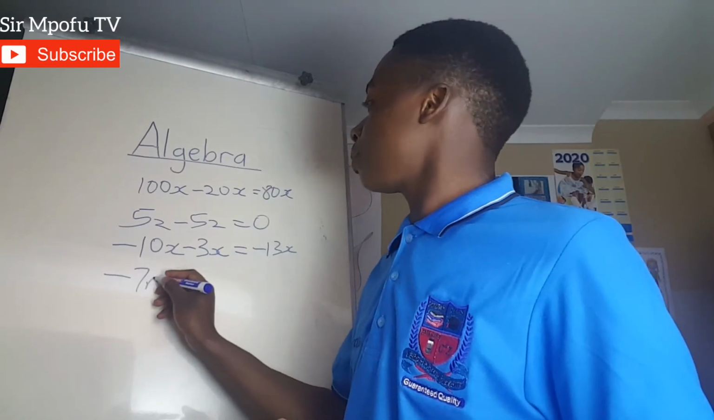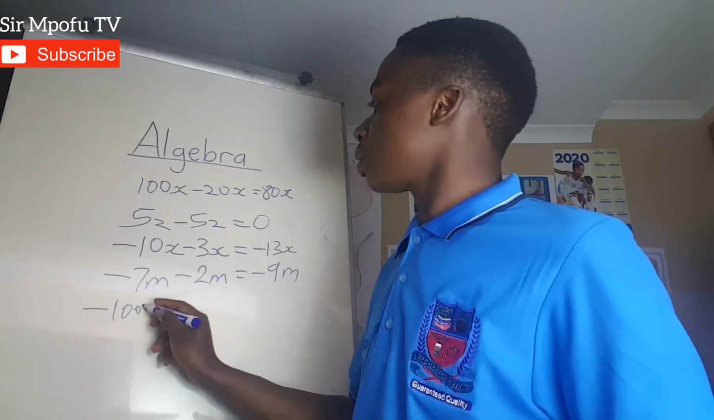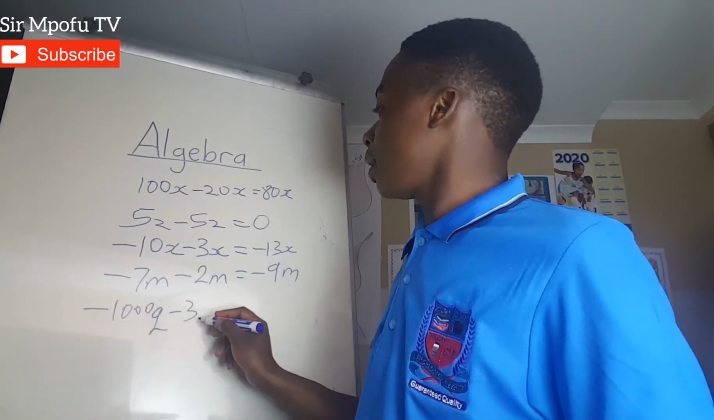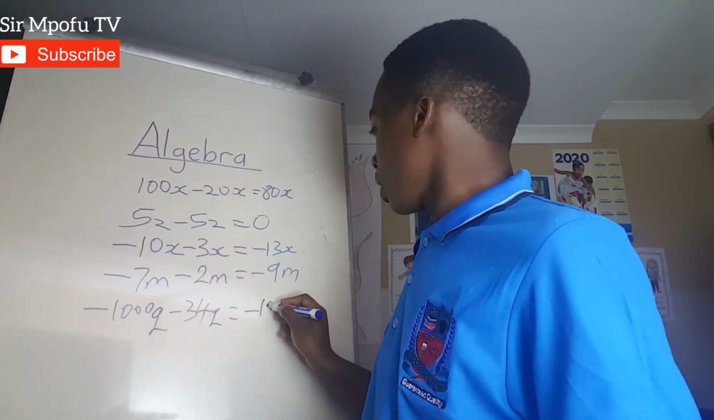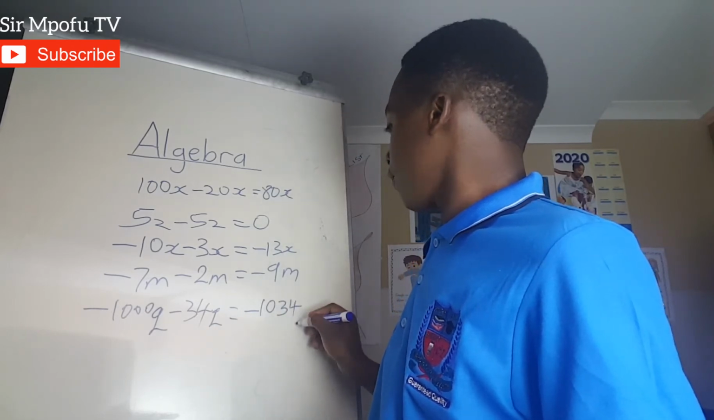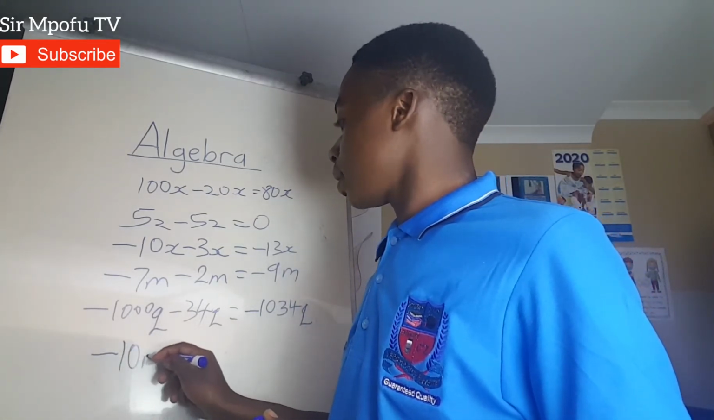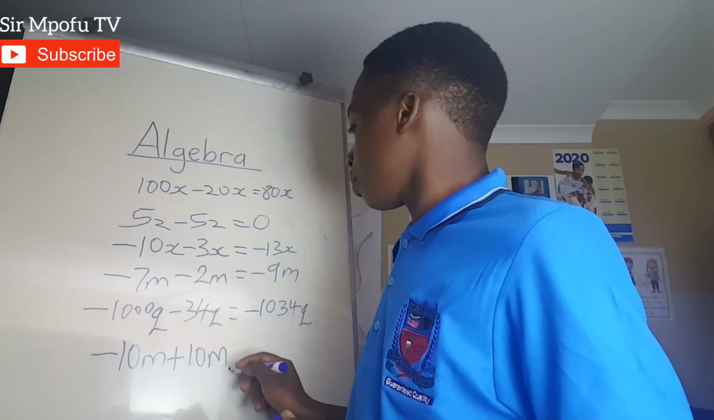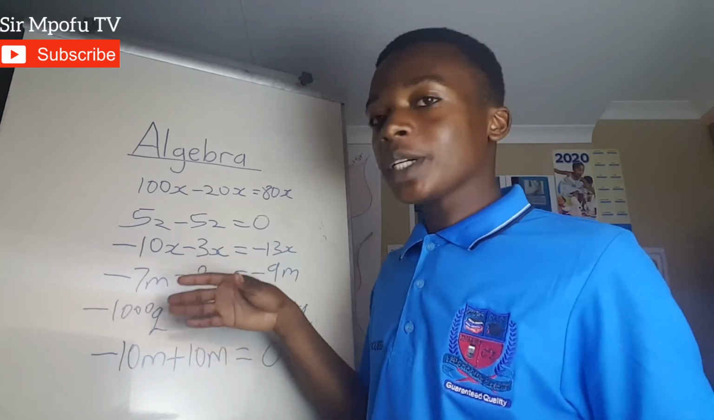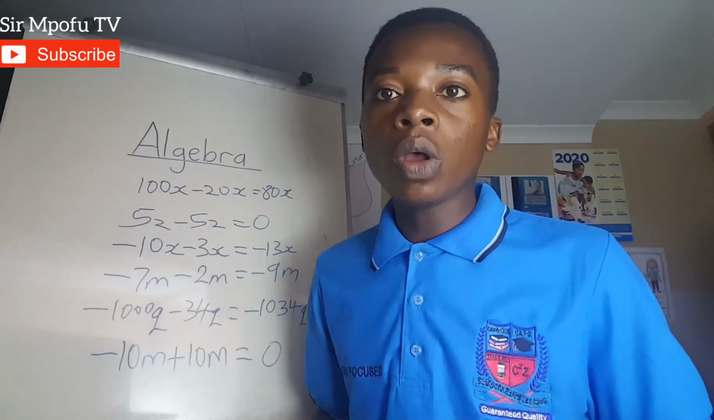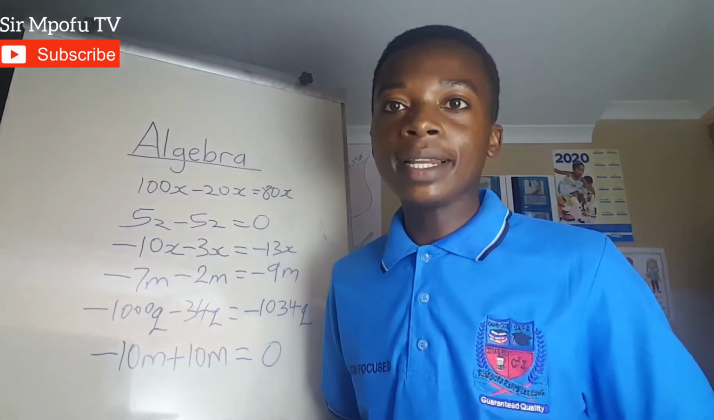What if we have 7m minus 2m? It's going to be 5m. Minus 1000q minus 34q. It's going to be minus 1034q. Simple and straightforward. What if you have this? Minus 10m plus 10m. Our answer is going to be 0. If you are not understanding, especially on having negatives, it means you have to view the first lesson on Sempof YouTube channel, directed numbers, lesson 1.